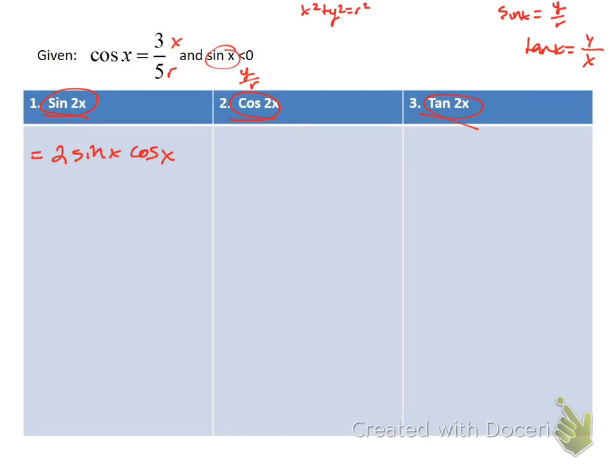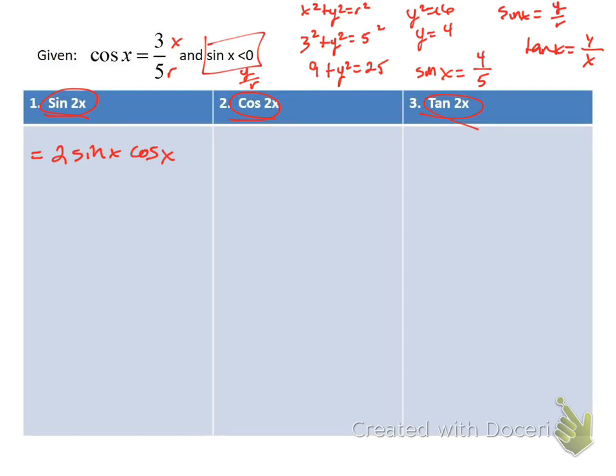If cosine is x over r, that means x is 3, so we take 3 squared plus y squared equals, and r is 5, so 5 squared. 3 squared gets 9, plus y squared equals 25. Subtract 9 from both sides, and we get y squared equals 16. Square root both sides, and y ends up being 4. So that means sine of x is y over r, or 4 over 5. Now, careful, because we have to figure out positive or negative next. This says that sine is less than 0, so this is going to be negative 4 over 5. So now we have the cosine and sine of the original angle.